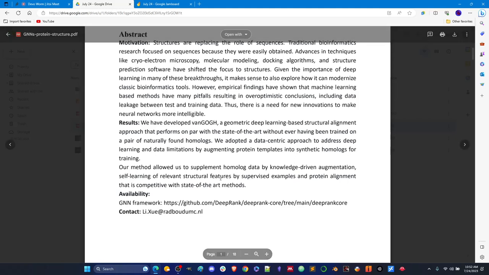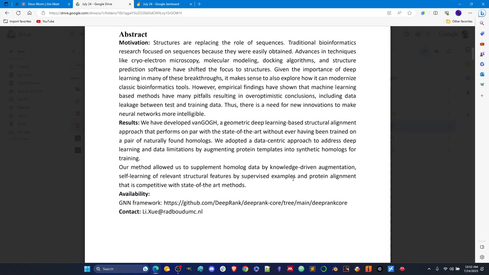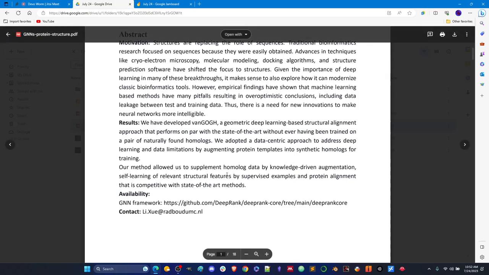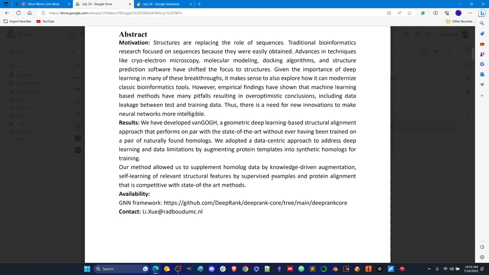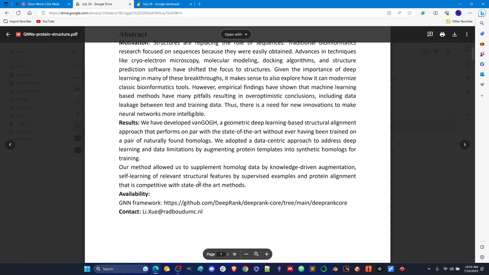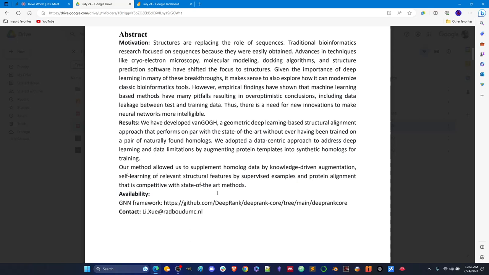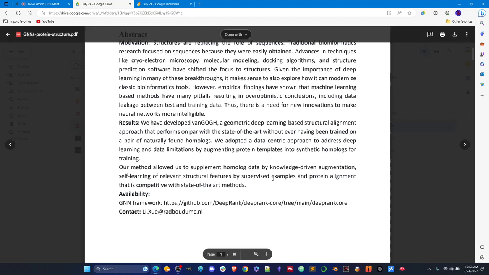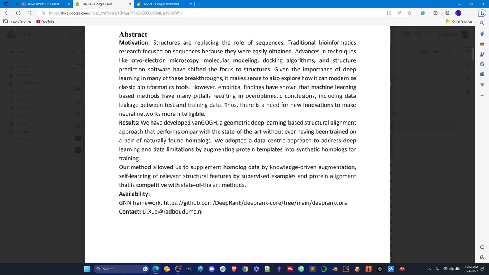There's also self-learning of relevant structural features by supervised examples. So this is typical of deep learning, of machine learning, but not necessarily of typical or traditional protein modeling. They use these supervised examples, this supervised learning, to provide this information to the algorithm where it can learn new structural features. This is very basic deep learning stuff. So this is not anything new, except that in this field, it would be an advance. And then this is in protein alignment that is competitive with state-of-the-art methods. So along the way, you're able to align proteins in comparison to other methods using these sources of information, and it will give you a result.